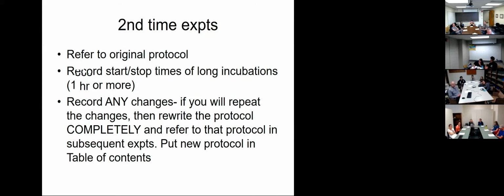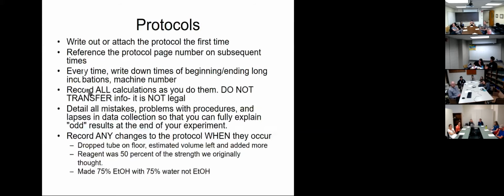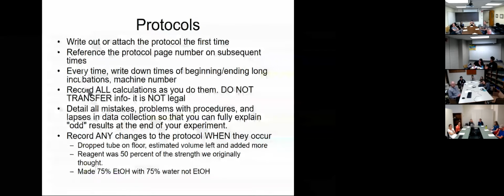Okay, we've talked about experiments, and I've been talking about protocols. What's the difference? The protocol is the basic steps that you're following, and you're going to reference that most times so that you don't have to write out, yes, I did 3 washes of 100 microliters, and then I centrifuged it, and I did this, and I did that. You can have a generic protocol.